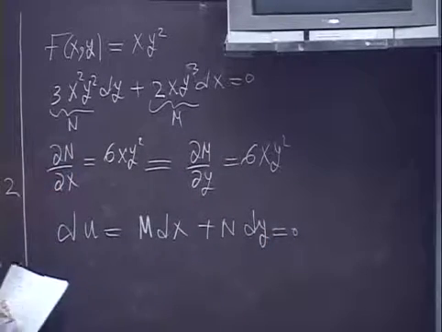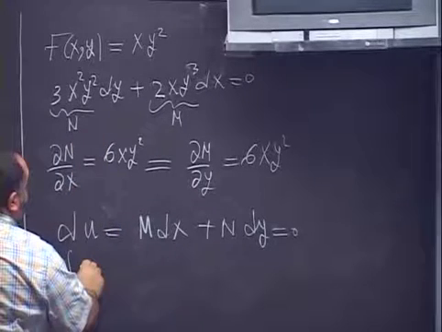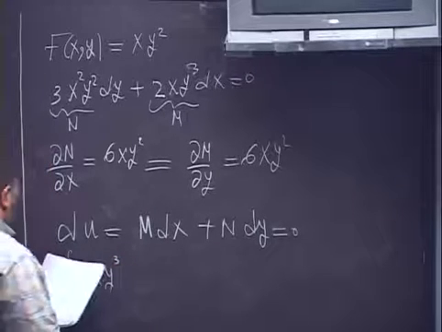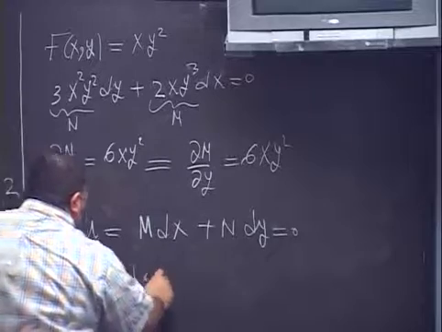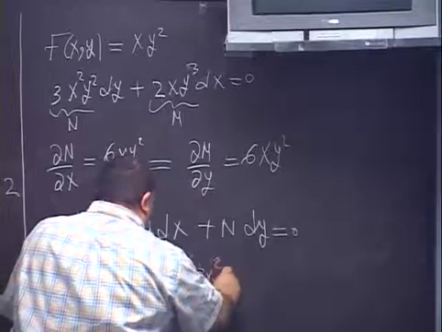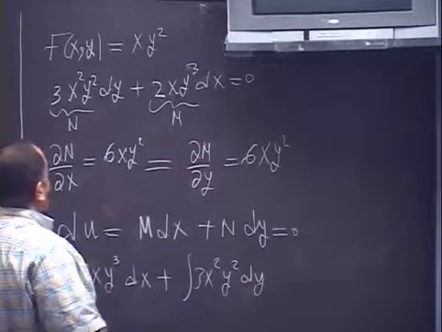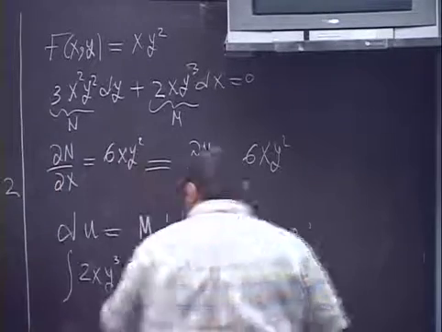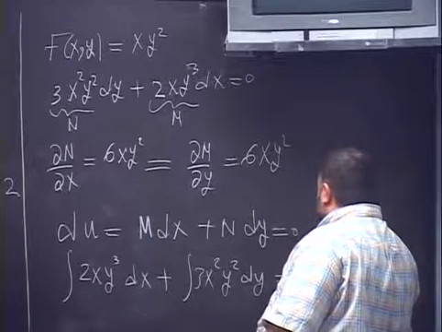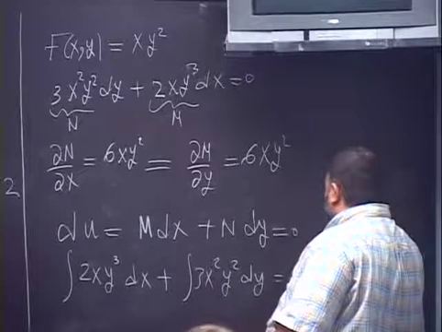So m dx is what? M is 2x y cubed. We'll integrate it over dx plus 3x square y square. We'll integrate it over dy. And the integration will be equal to some constant here. After you integrate, this will give you some constant.